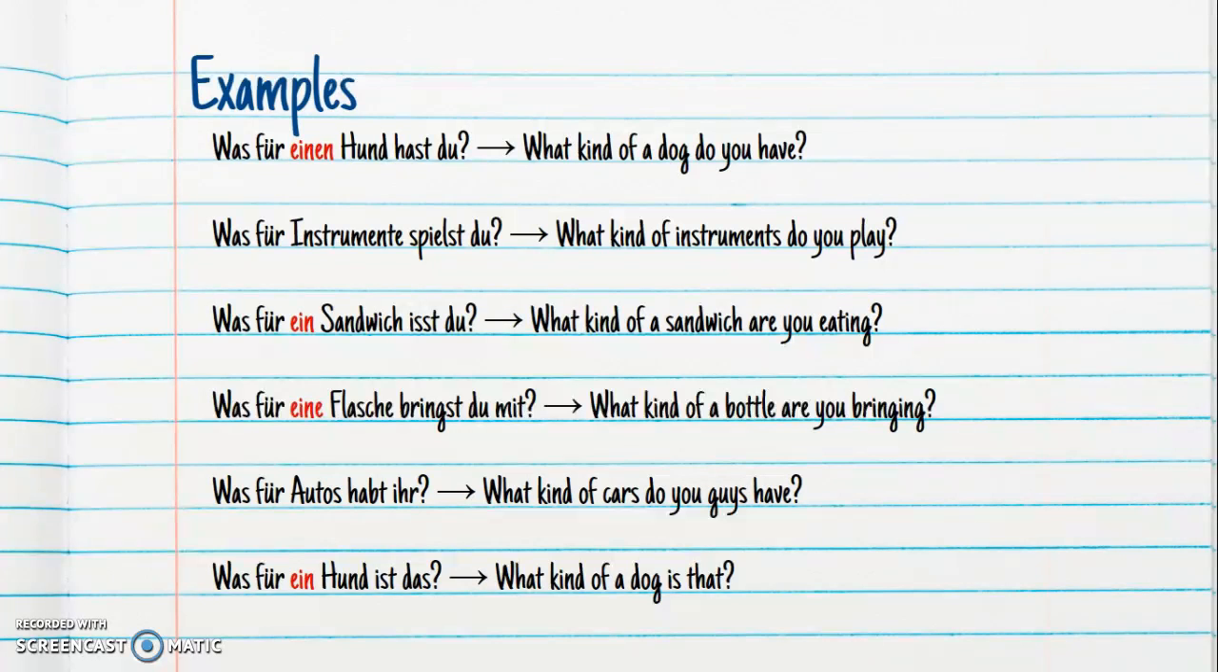You'll notice that compared to our first example, was für einen Hund hast du? This time we have the same word, Hund, which is masculine, but we're using ein because it is now the subject. Ist is the verb, and ist does not have an object. So it is the subject. What kind of a dog is that? Alright, and there you'll see all the markings for that.